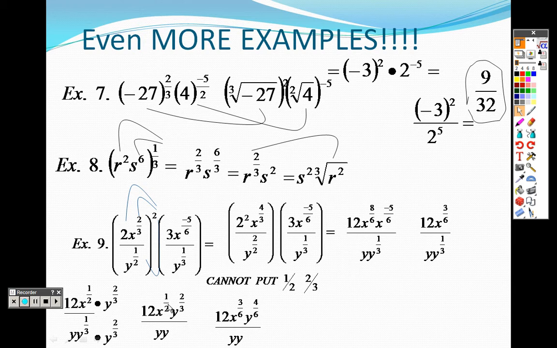So I multiplied this by 3. So that's why it's 3/6. I multiplied this by 2 to get 4/6. And now they have the same root. So now when I do this, I could take a 6th root out of both of them, and I have an x cubed. Remember, the numerators stay on the inside, the denominator goes on the outside. So that's why it's x cubed, and y to the 4th with that 6th root on the outside, and y times y is y squared.